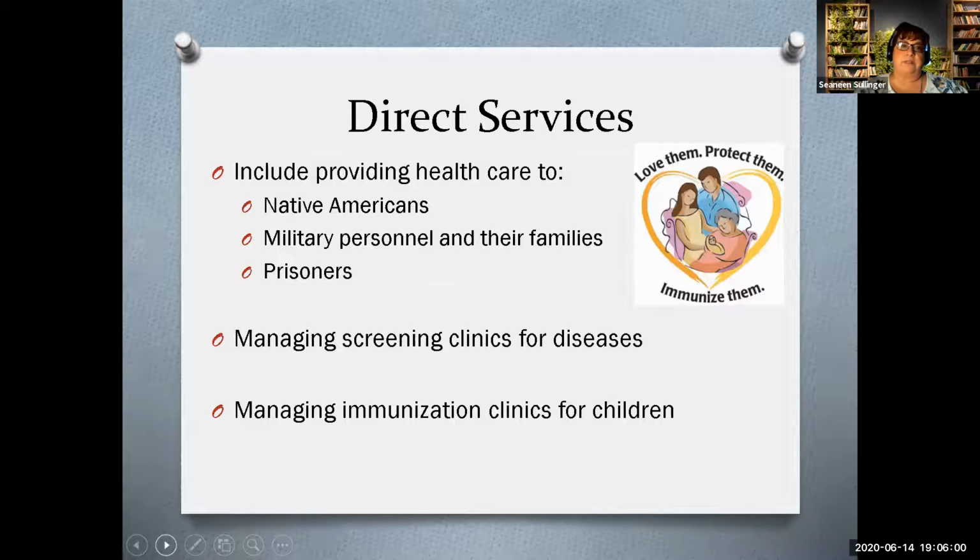You also have direct services that are provided by the government. So for example, Native Americans on the reservations have specific health clinics there. Military personnel receive specific direct services. Prisoners, some nurses choose to provide nursing services in jails, in the correctional systems, correctional nurses. There's pretty good money in that. Those services are provided for prisoners, managing different screening clinics, immunization clinics. Those are all direct services that the government can provide to people.